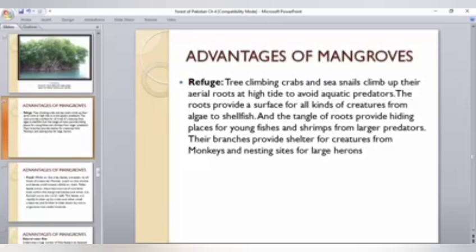Advantages of mangroves, a lot of advantages: they provide refuge. The roots provide a surface for all kinds of creatures and a hiding place for young fish and shrimps from larger predators. Their branches provide shelter for creatures like monkeys and nesting sites for large herons as well. So they provide refuge for crabs and sea snails as well as other animals.